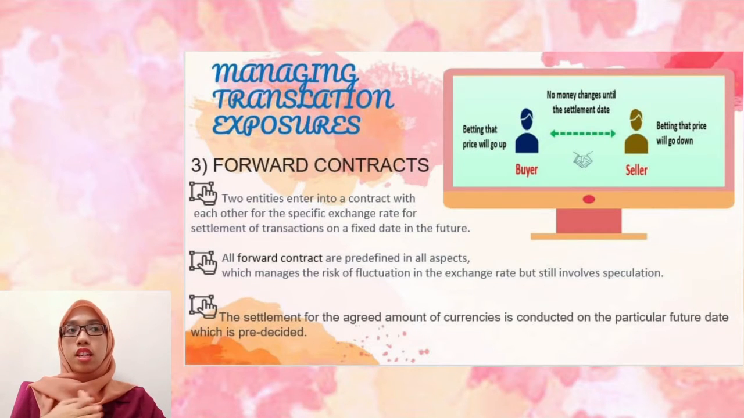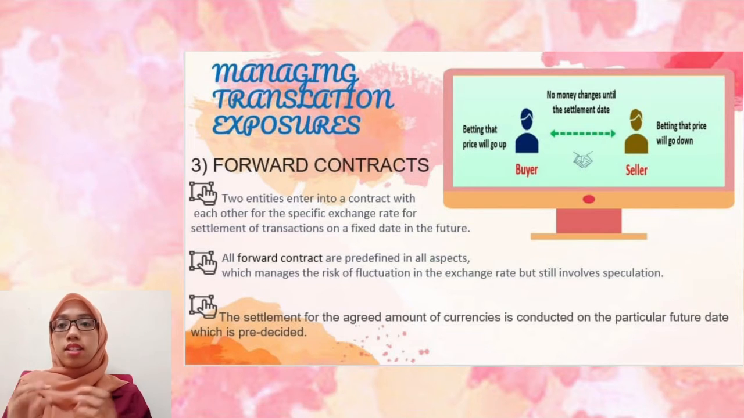Lastly, a forward contract is one way of managing translation exposure. It is where two entities enter into a contract with each other at a specific exchange rate for settlement of a transaction on a fixed date in the future. Next, all forward contracts are predefined in all aspects, which manages the risk of fluctuation in the exchange rate but still involves speculation. Other than that, the settlement for the agreed amount of currency is conducted on a particular future date which is pre-decided. There are some advantages and disadvantages of forward contracts.